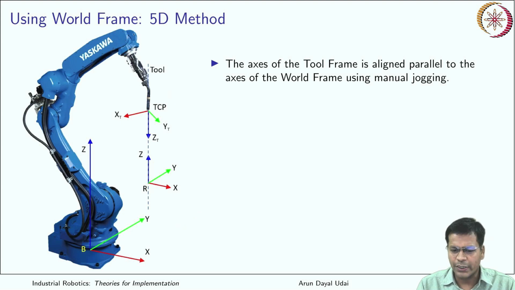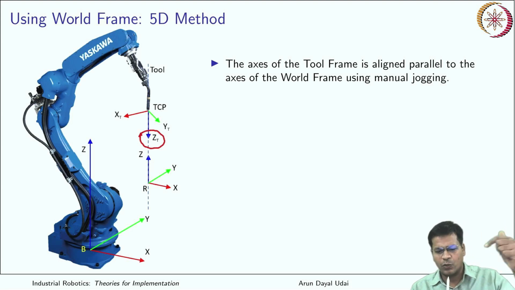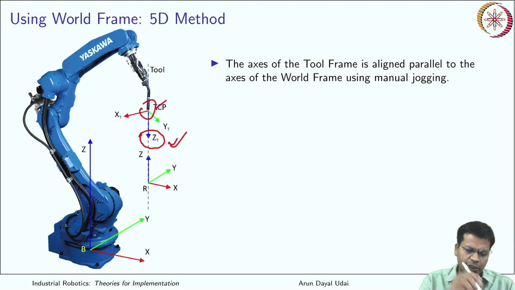So what are the steps? The axis of the tool frame is aligned parallel to the axis of the world frame using manual jogging. You jog till one of the axes, that is the tool frame axis, aligns. I call it the Z axis, normally the tool axis. Different robot manufacturers do assign different axes to the tool. I prefer putting the Z axis along the tool axis, so if it approaches, it will approach along that direction. If it goes away, it will go away along that direction.